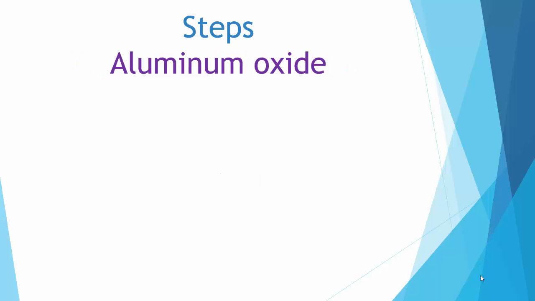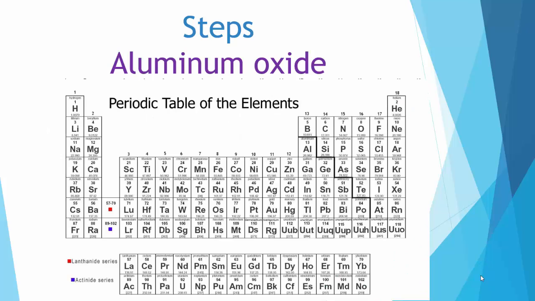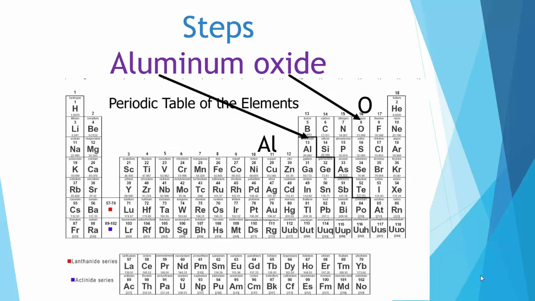The last example is aluminum oxide, and we're going to use the same rules in the same way. We're going to find the symbols on the periodic table. So we have aluminum here, we have oxygen here. Now we're going to identify the ionic charges for aluminum, which is in the 3rd representative column. Lose 3 or gain 5. We're going to lose 3, so aluminum becomes 3 plus. Oxygen is in the 6th column. Lose 6 or gain 2. It's easy to gain 2, so it becomes 2 minus.